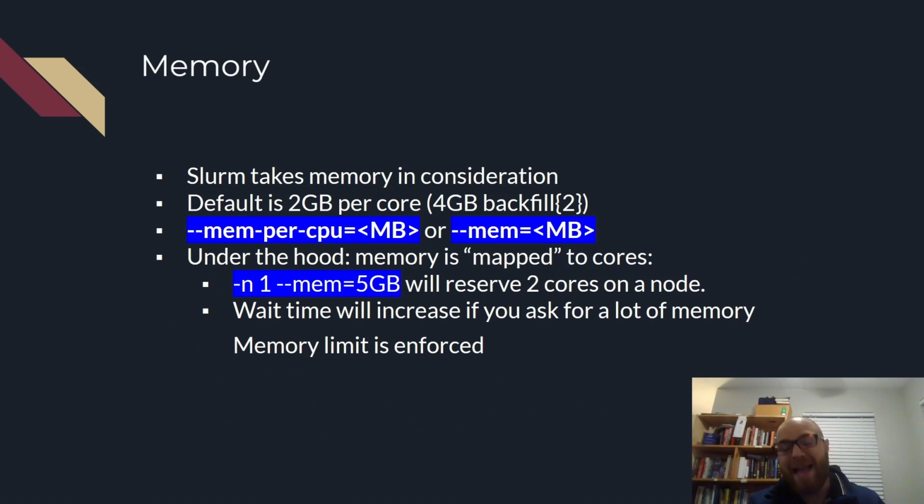Now, last thing, I know there's a lot in the submit scripts. Last thing is memory. You can specify memory or memory per CPU in terms of megabytes, and the default is 2 gigabytes per core, 4 gigabytes on Backfill 2. Okay, now under the hood, memory is mapped to specific cores. So in this case, you can see dash N1 memory 5 gigs will reserve 2 cores on a node, and the wait time will increase if you ask for a lot of memory. Okay, so please keep that in mind. If you ask for more memory, it will give it to you, but it will take longer to allocate that just because it has to separate it.